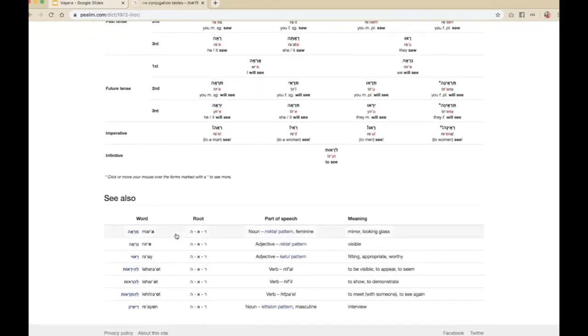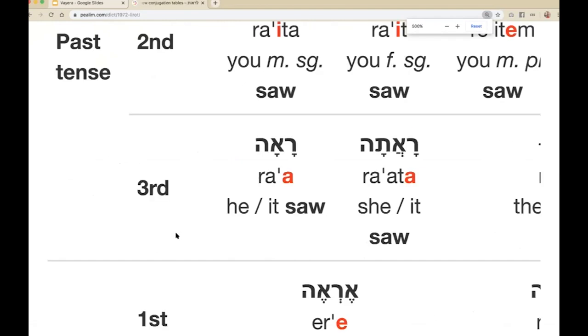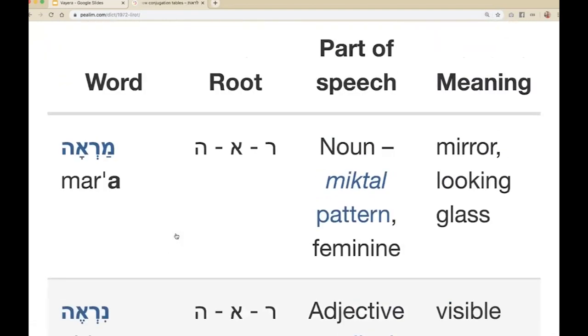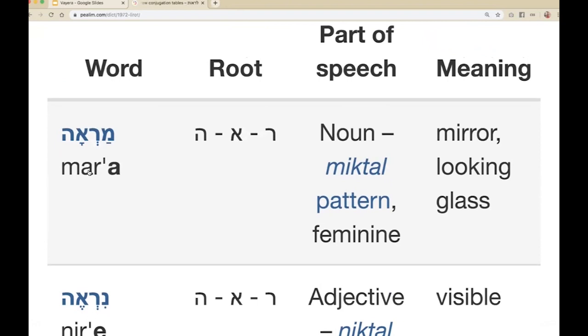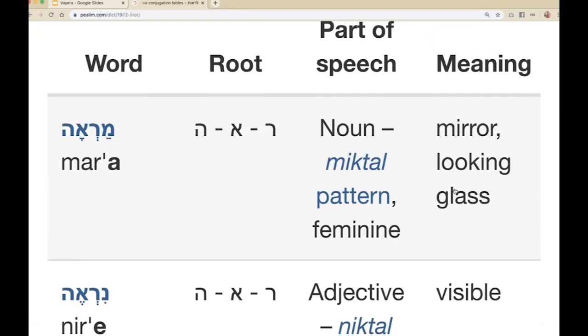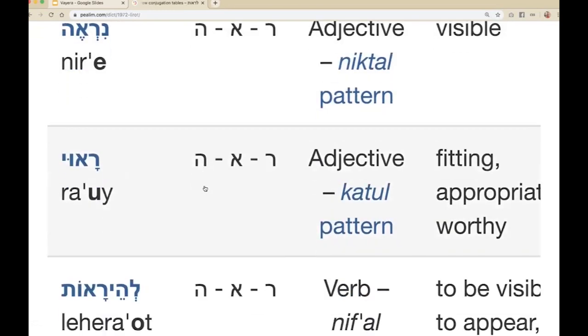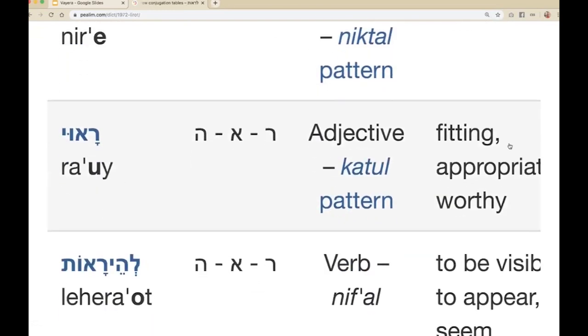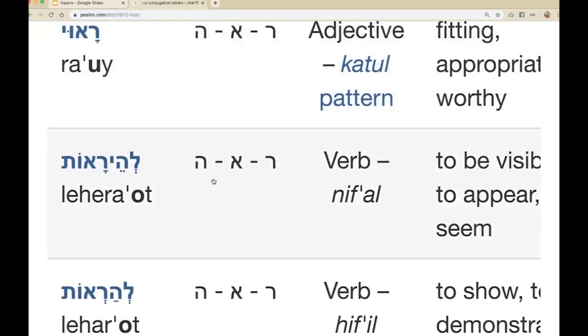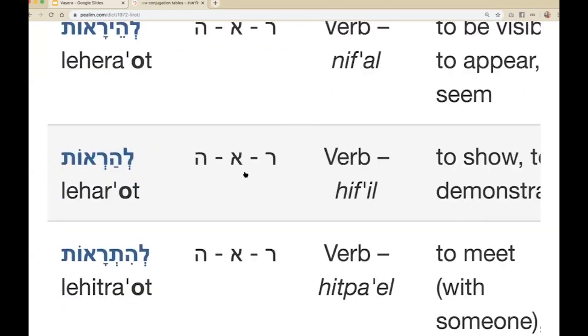But I want to talk about the bottom where it gives some words that are also related to that word that share the same root. Such as mar'ah. Mar'ah is a mirror or a looking glass. And then we have nir'eh, which means visible. It's an adjective. And then we have ra'ui, which is also an adjective, and it's something that's fitting or appropriate or worthy. And then we have lehera'ot, which is another verb, still related though, and means to be visible or to appear or to seem. And then we have leharot, which means to show or to demonstrate, another verb.